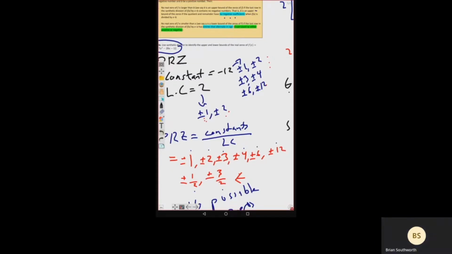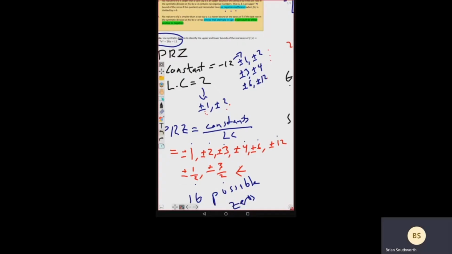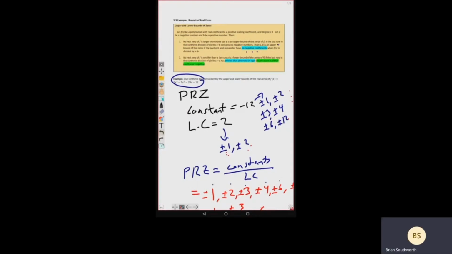So, since plus or minus 1 aren't very hard, I'm going to start with minus 2. Before we go to minus 2, for the lower bound, you can alternate signs. You go plus, minus, plus, minus. So let's go over here.